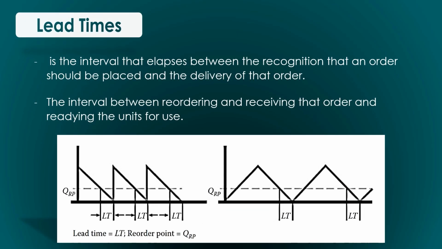Lead time is the interval that elapses between the recognition that an order should be placed and the delivery of that order. It is also defined as the interval between reordering and receiving that order and readying the units for use. Note how the diminishing stock level reaches a threshold, called QRP on both diagrams. So QRP stands for the stock level of the reorder point. That threshold triggers the order for replenishment.